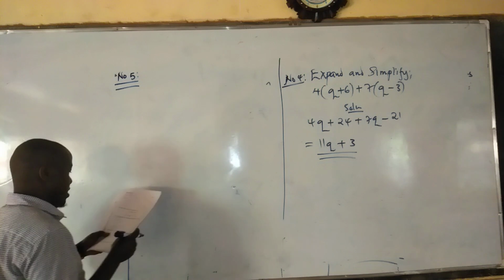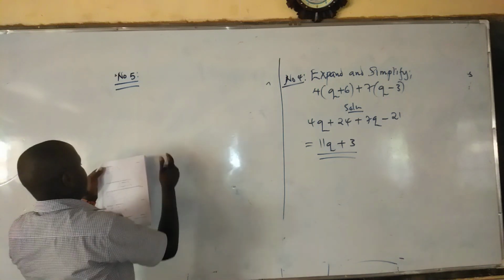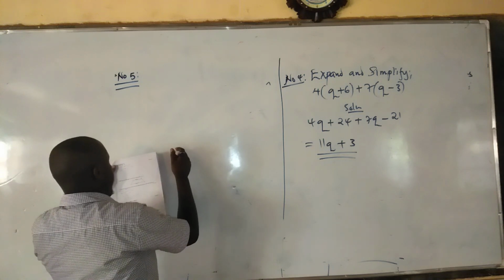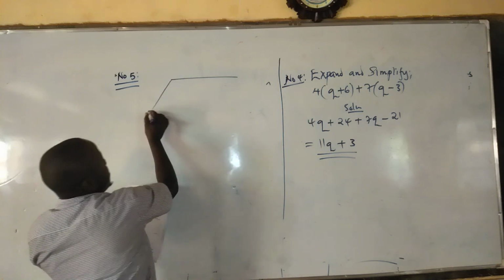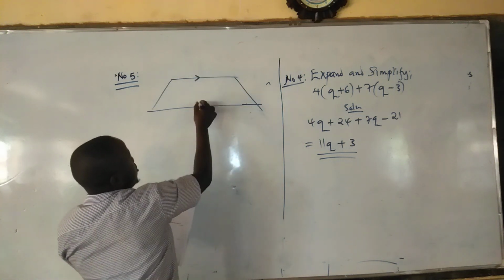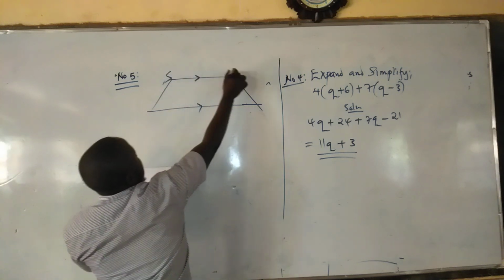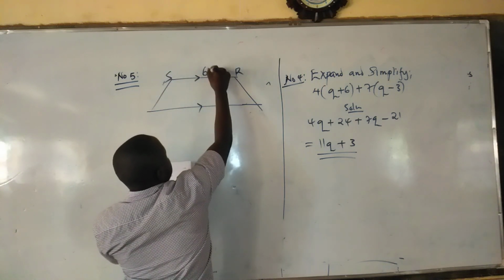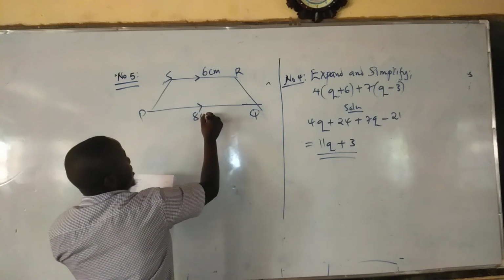Number 5, we are told the figure below shows a trapezium PQRS such that PQ is 8 centimeters and SR is 6 centimeters. Therefore, we have a trapezium like this, with this side being parallel to this one. And we are told this is SR, 6 centimeters. This is PQ, 8 centimeters.